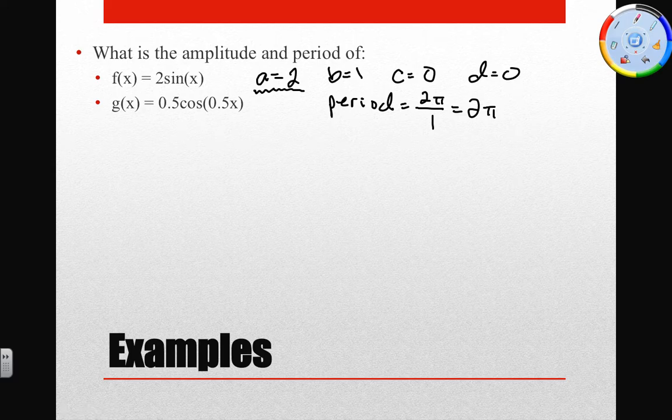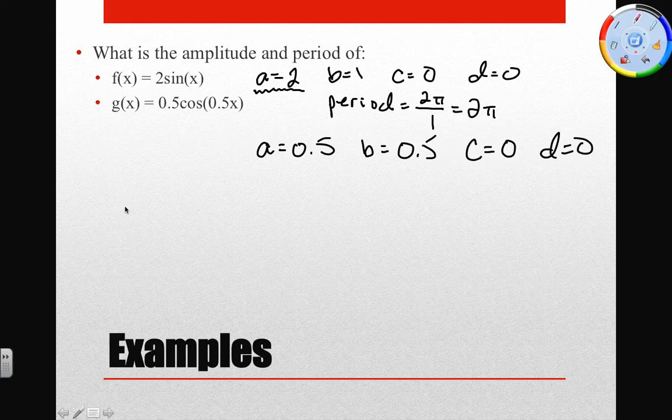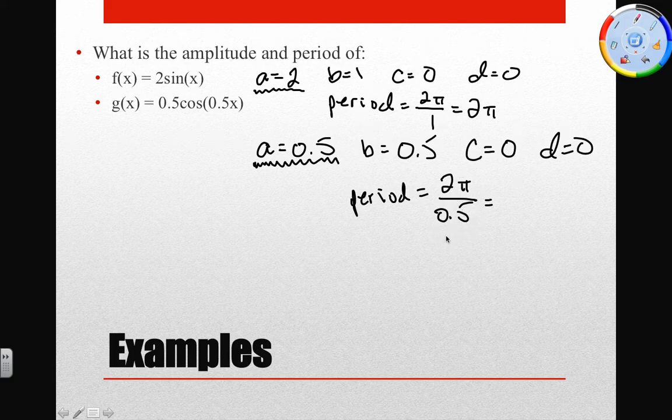How about the next one here? We have A is 0.5, B is also 0.5. It's the number in front of X. C is 0 and D is 0 again. And I think for the couple that I have here, C and D are 0 for right now. So this A value is my amplitude, so it's only going to go up to 1/2 and down to -1/2. And my period is 2 pi over 0.5, but I don't want you to leave this. If I divide by 1/2, it's like multiplying by 2, so this becomes 4 pi.